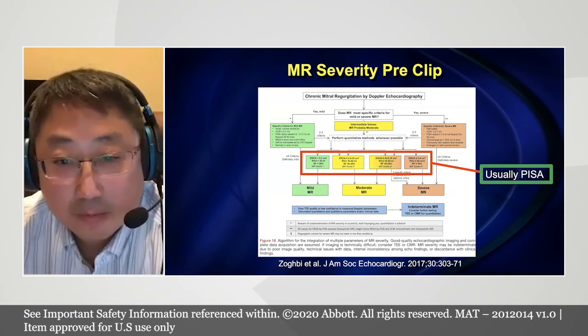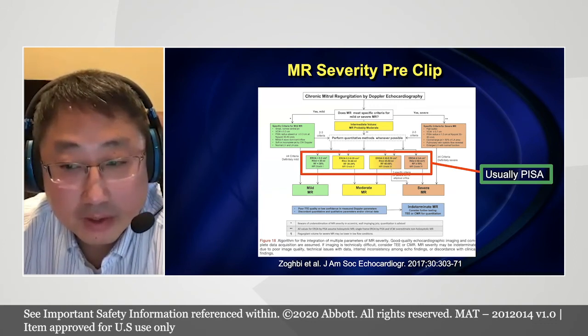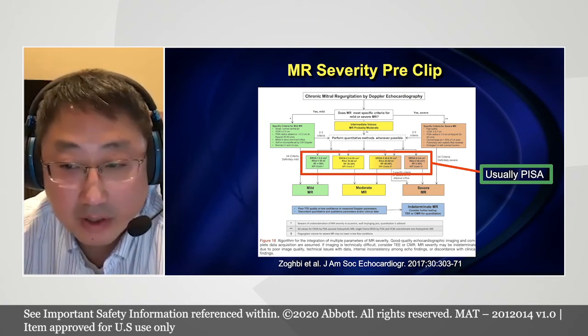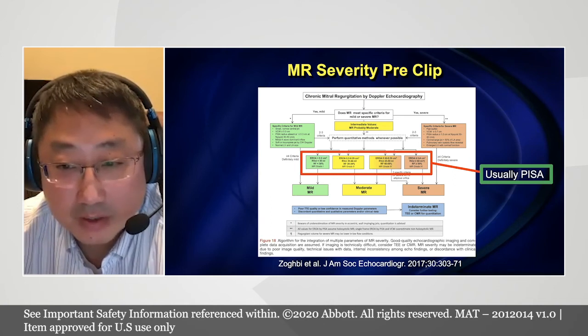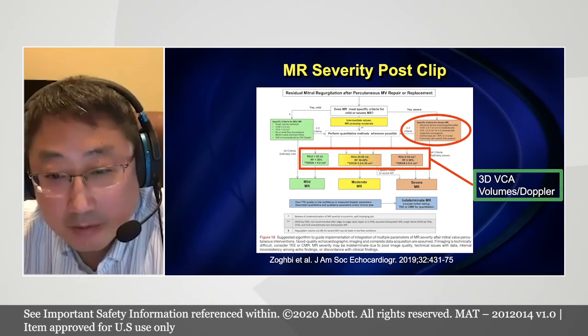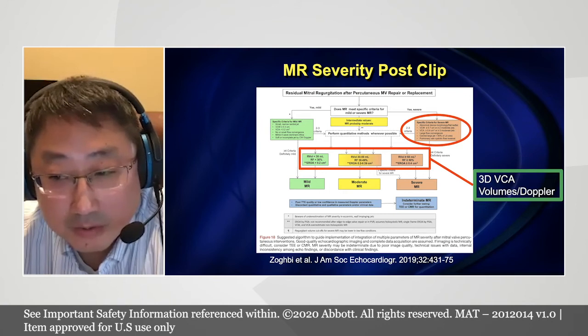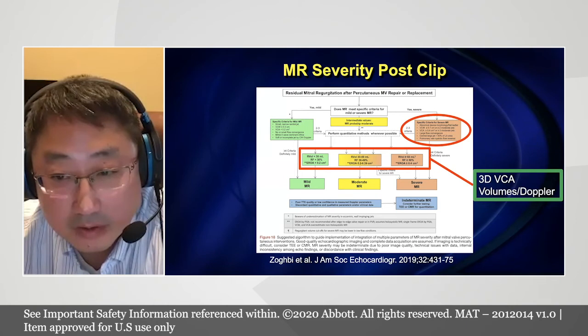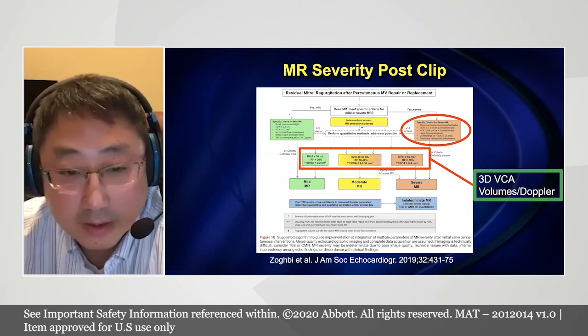So pre-clip, from this image we usually rely on PISA for quantitation, but there's obviously severe MR and obviously mild MR. We can use vena contracta, and we have all the tools to look at, but post-clip, we can't really rely on PISA or 2D vena contracta, and that's where for quantitation, 3D vena contracta or the quantitative Doppler can be more helpful. But we still have the other adjunctive things we can look at, such as the pulmonary veins and color flow.